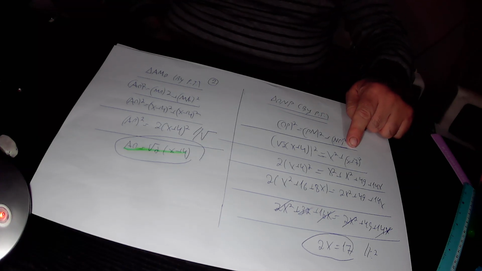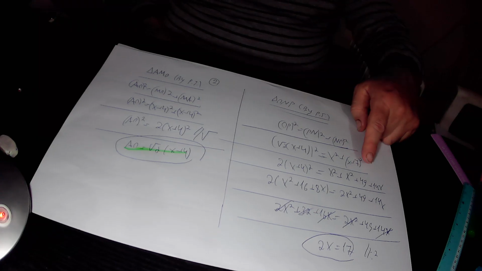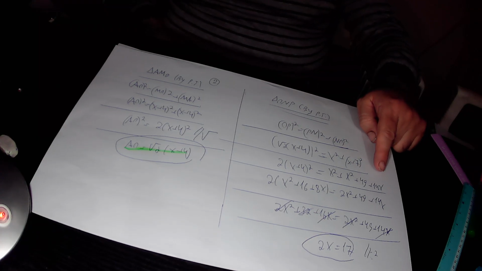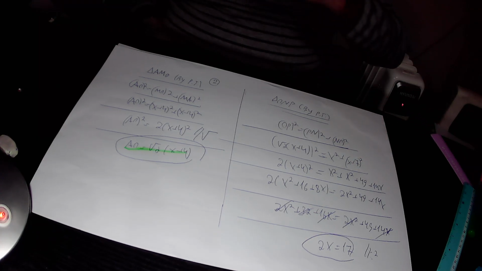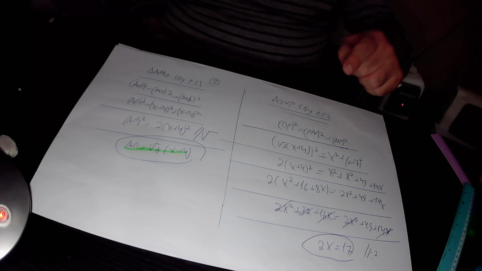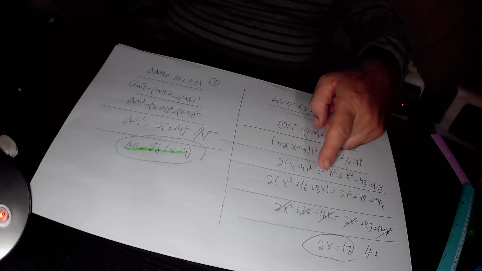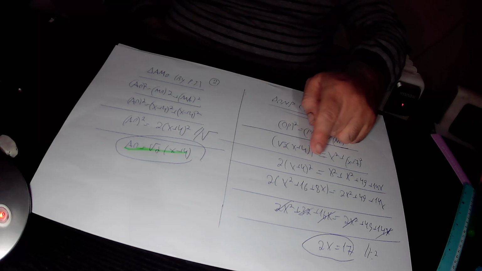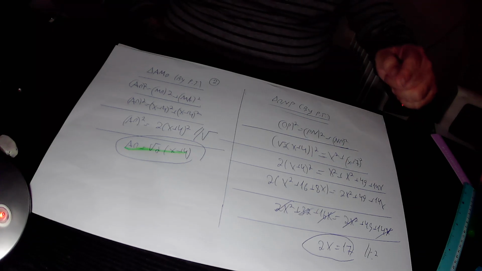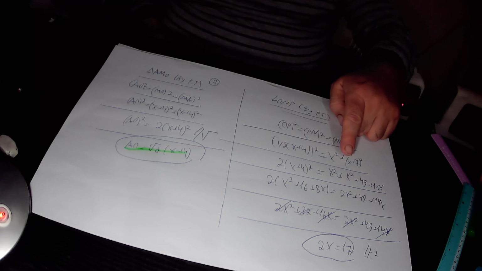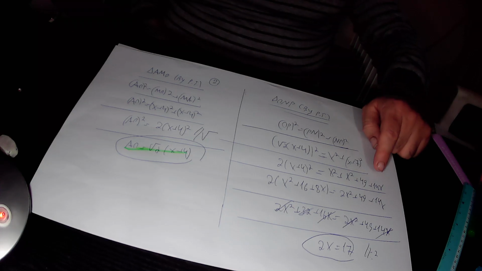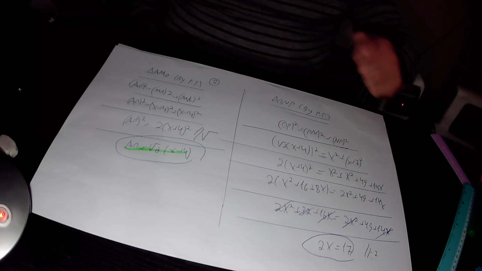X plus 7 squared equals x squared plus 7 squared, that is 49, plus 2 times x times 7, that is 14x. We open the brackets of this expression. So we have 2 times x plus 4 squared. X plus 4 squared equals x squared plus 4 squared, that is 16, plus 2 times x times 4, that is 8x. And it equals x squared plus x squared is 2x squared plus 49 plus 14x.